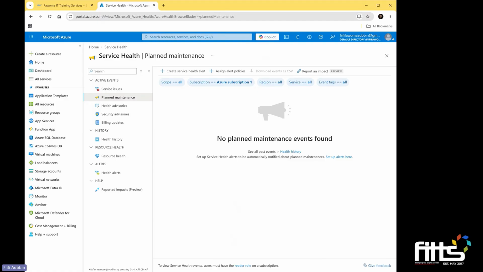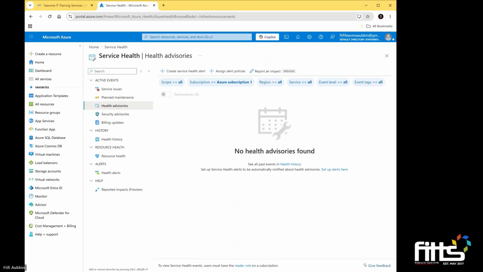Now let's move on to the next, which is health advisories. Okay. And this health advisory section provides useful information about Azure services that may require your attention. So an example could be Microsoft announcing that a feature is being retired. Perhaps a service is changing, or maybe Microsoft is introducing an important update that customers should know about.